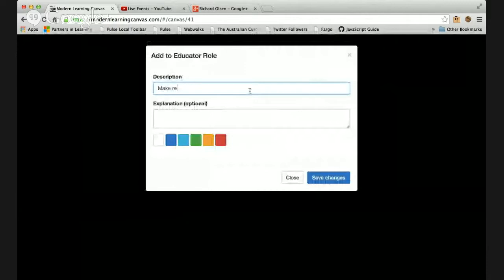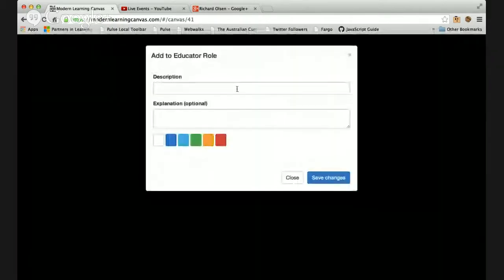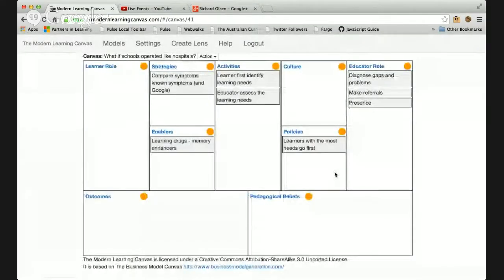Make referrals. Sorry, I'm slow. Somebody else said prescribe, didn't they? Yep. And I can't see the chat. I can only see my window. If people are adding chats, I'm sorry, I can't see it.